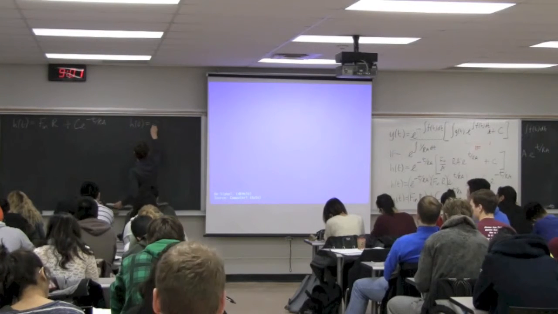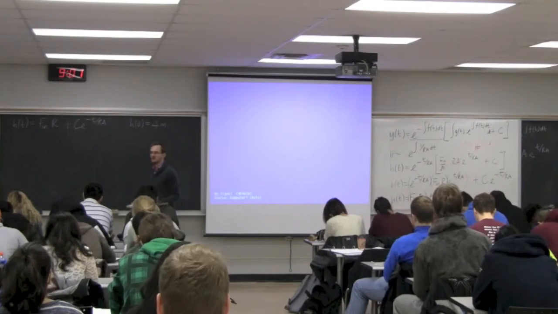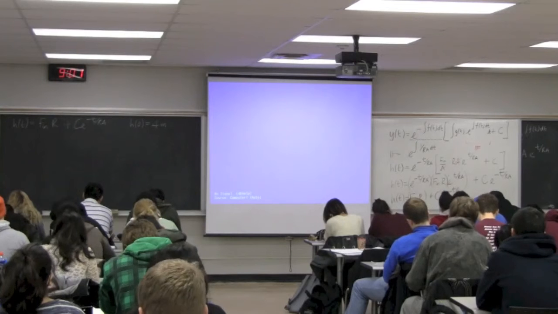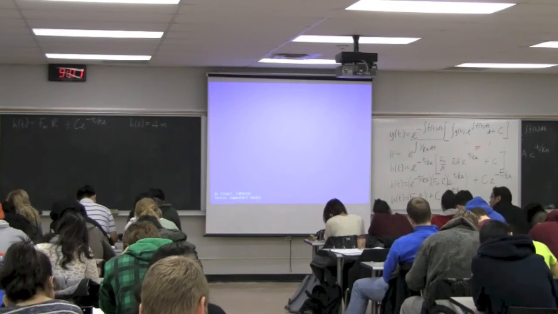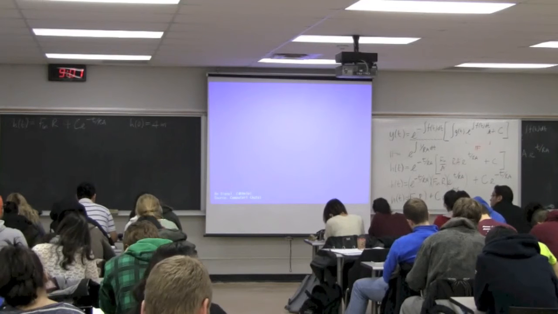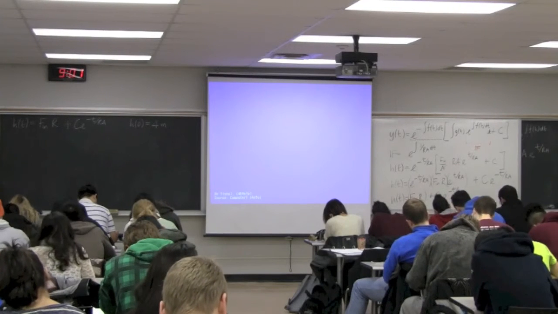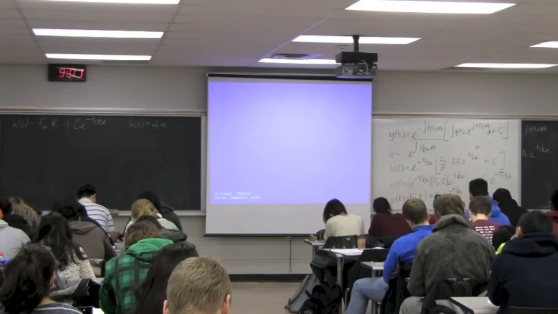H of 0, let's say, was 4 meters. And you can then use that to solve for that constant C. What is C equal to? Sub in all the values you have, calculate C, and then simplify and get a final equation. I'll give you a minute or two to look at that.